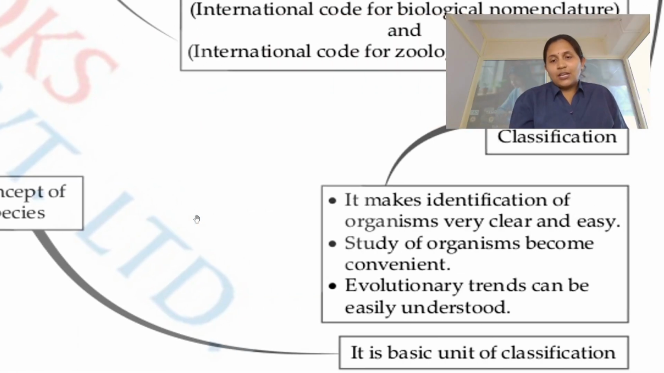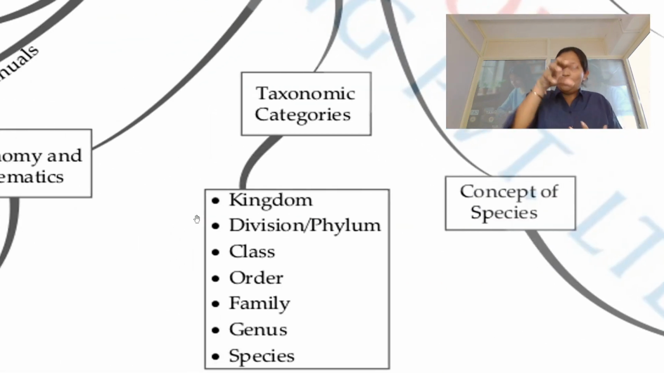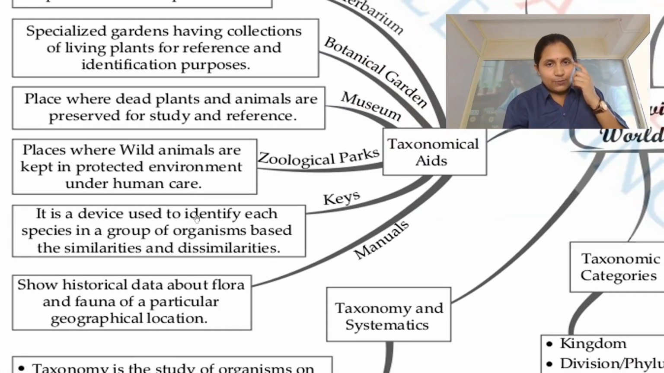The concept of species is a basic unit of classification. You can see that the lowest level of this entire taxonomic hierarchy is your species. So it's a basic unit of classification. Now you may ask me, students, "Ma'am, what about this? This is not being taught."